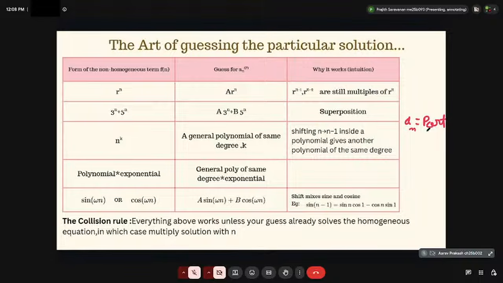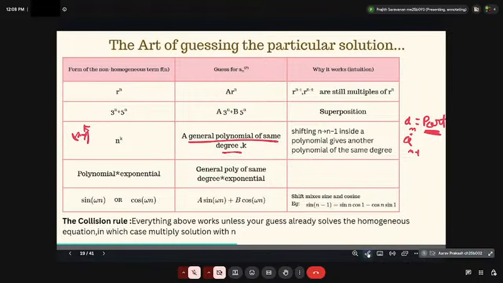Because you're substituting this, if you calculate a_(n-1), you will need to put n minus 1 instead of n. So instead of n power k, if you're computing the previous terms, say n minus 1 or n minus 2, you will need to put in (n minus 1) power k. When you do (n minus 1) power k, you don't only get n power k, you get all the terms from n power (k minus 1), n power (k minus 2). You will get all these terms, because of which we take a general polynomial of the same degree k.